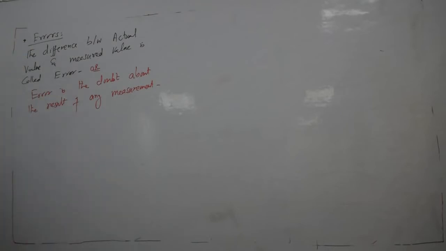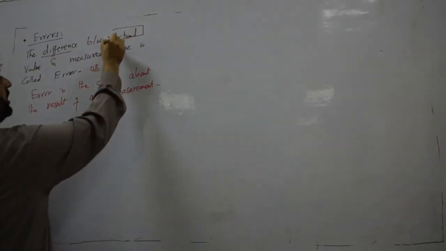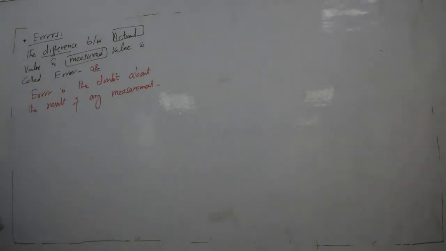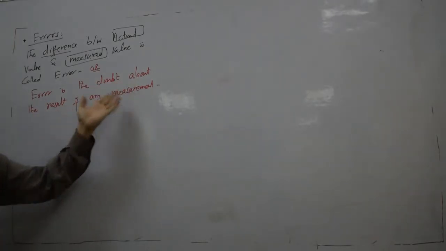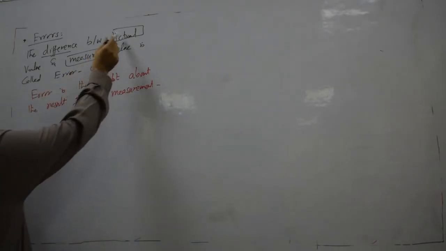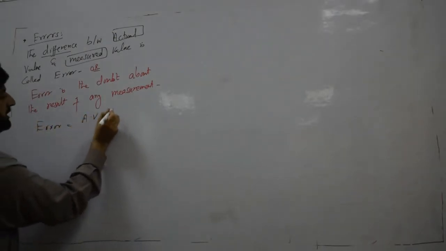Now we have another topic of chapter number 1, that is error. Okay, so what is the definition of error? Error can be defined as the difference between the actual value and the measured value, or we can define it in this way: error is a doubt about the results of any measurement. Okay, so write it as actual value minus measured value.